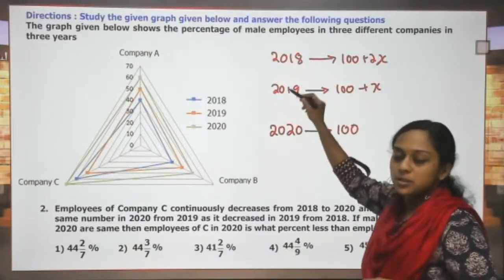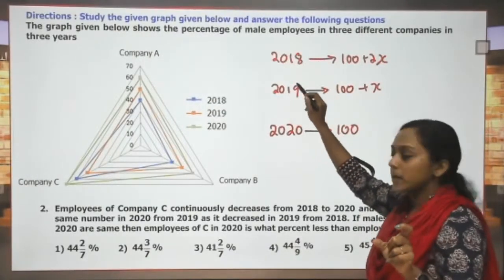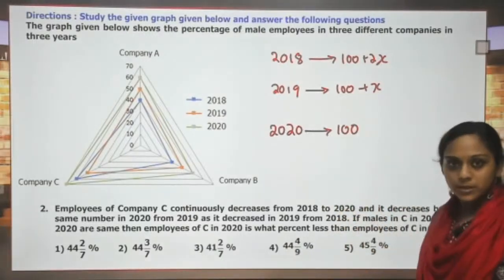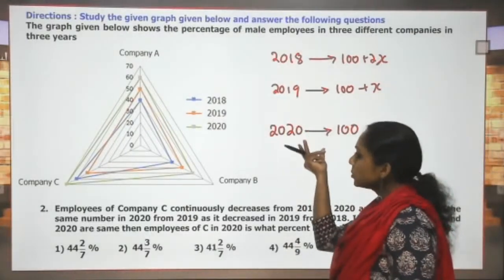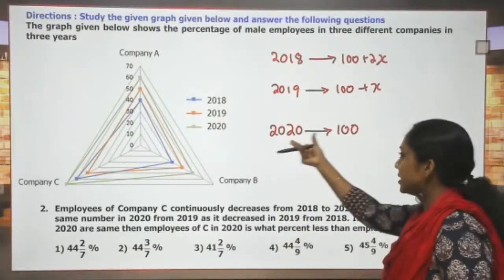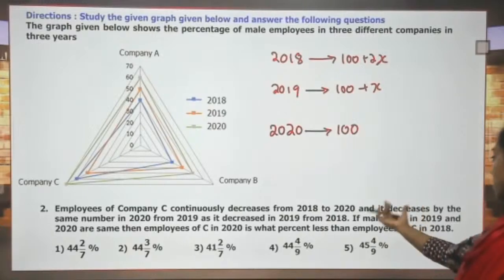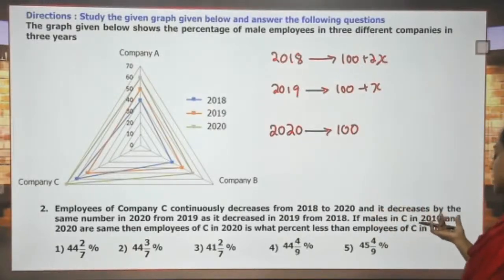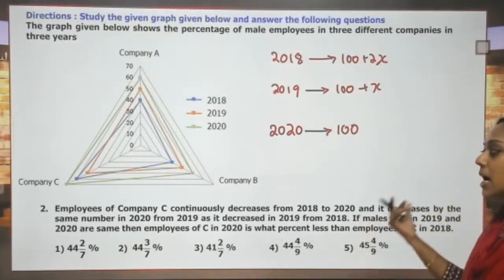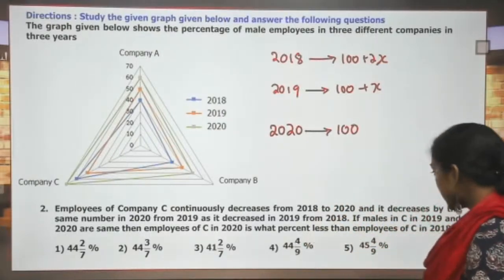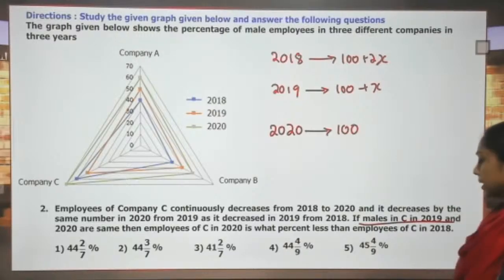See how much decrease there was? X employees were decreased from 2018 to 2019, and from 2019 to 2020 here also x employees were decreased. Anyway, I took the number of employees in 2020 as 100. Next, what is given? If males in C in 2019 and 2020 are the same, then employees of C in 2020, that's the main part. So let's get this relation.